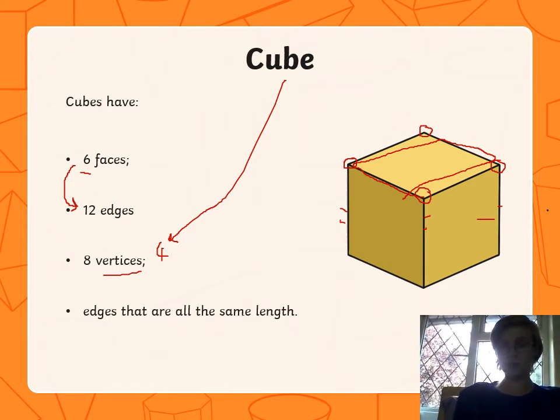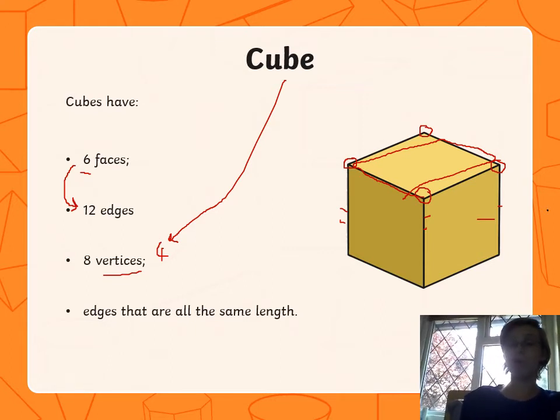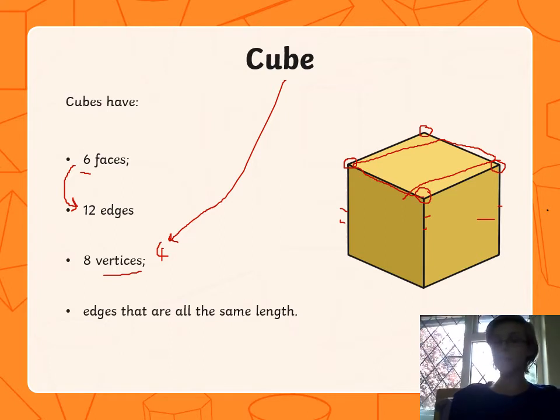Fun fact, there are tips and tricks for remembering these, but on cubes in general, on squares in general, it's going to be a multiple of 2. Let's keep going.